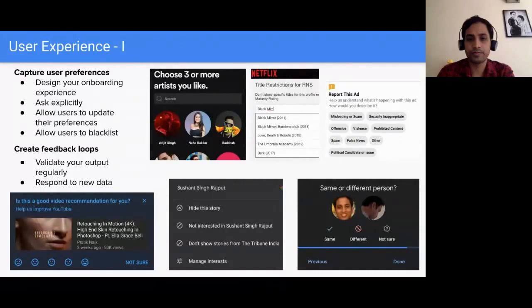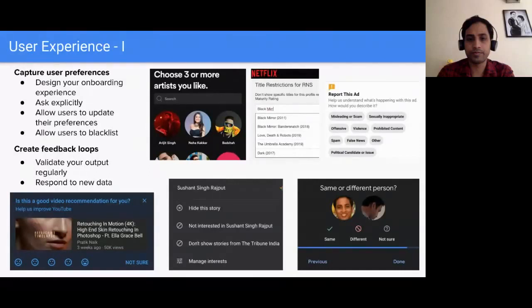On the bottom right of your screen, there's a screenshot from Google Photos. If anyone of you has used it, I use it extensively. I'm a fan of it. It actually does face recognition and classifies images into different user profiles. And whenever it is not confident, it asks you whether you see these two images as belonging to the same person or different persons.